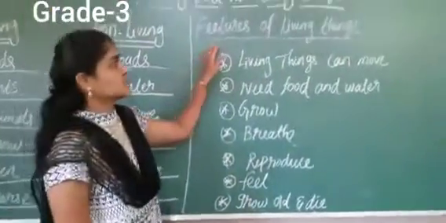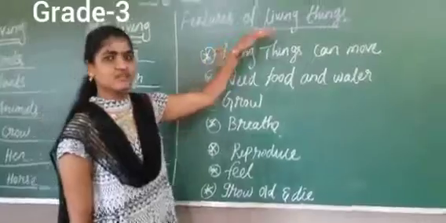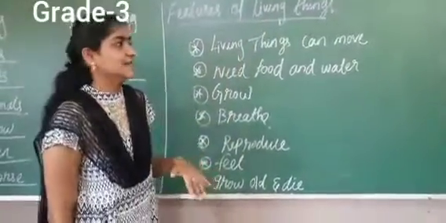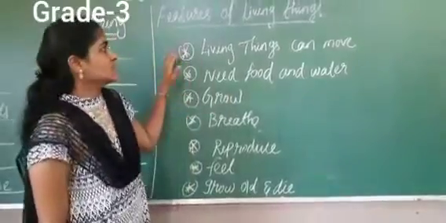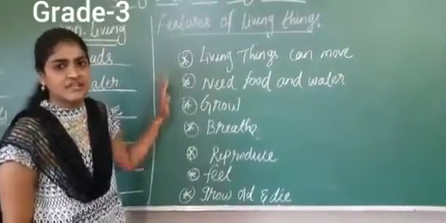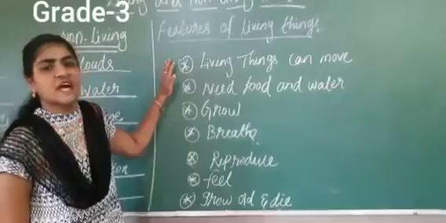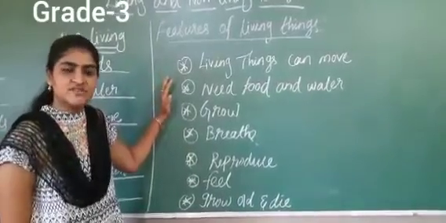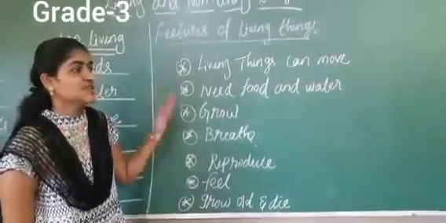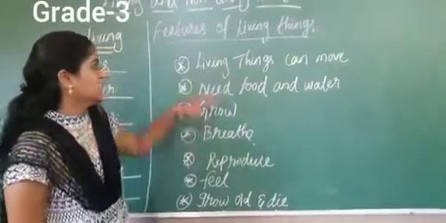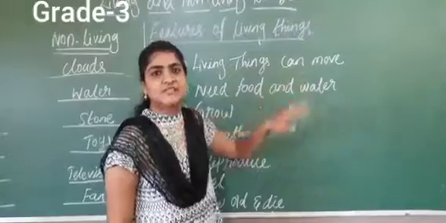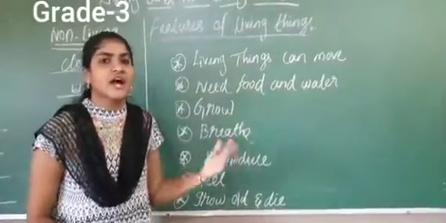Next we are going to discuss the features of living things. There are two things, right? One is a living thing and one more is a non-living thing. Here we are going to discuss living things. Living things have certain characteristics, based on which we can decide whether a thing is living or non-living. Living things can move. Yes, living things can move from one place to another.